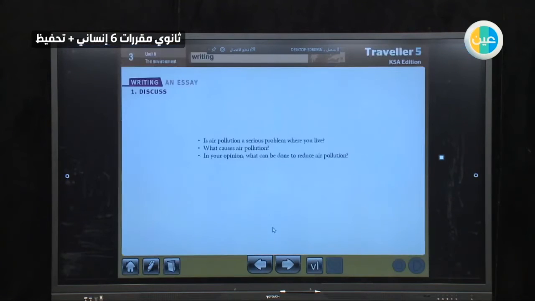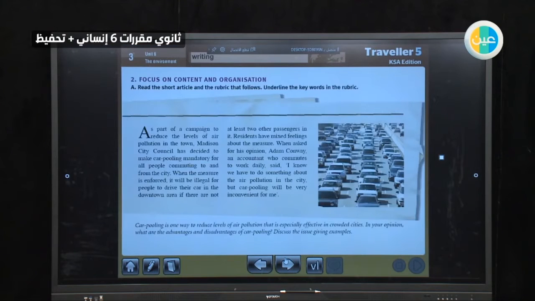Okay, please focus on content and organization. Read the short article and the rubric that follows. Underline the key words in the rubric. So here we have the article and here the rubric. First, you will read the article very well. Then you will go to the rubric and underline the key words of the article. What are the words here talking about the same subject as the article?